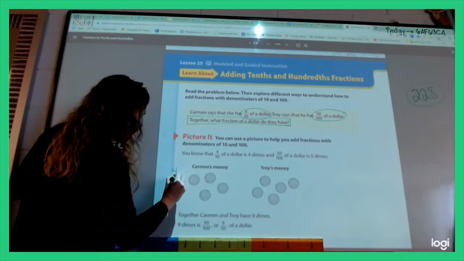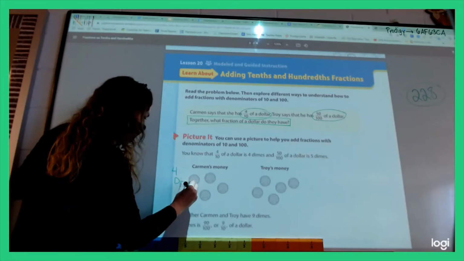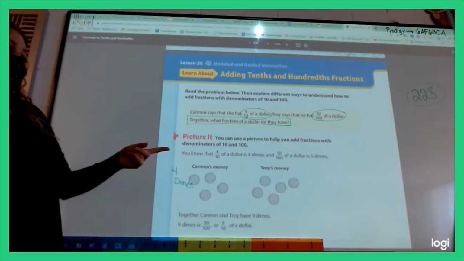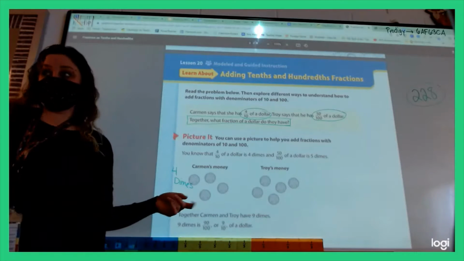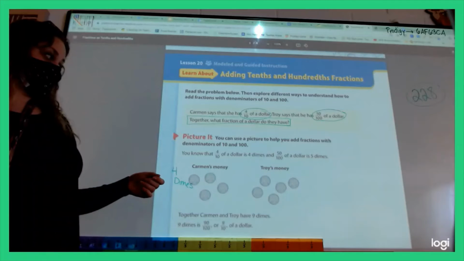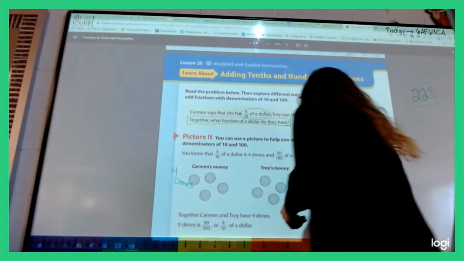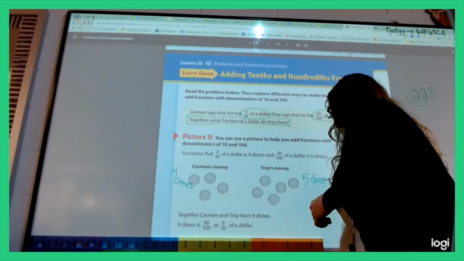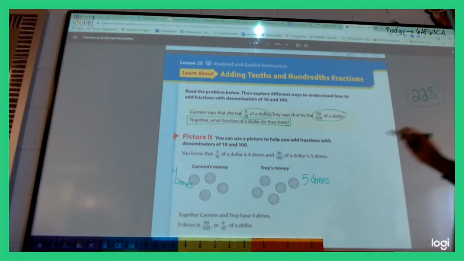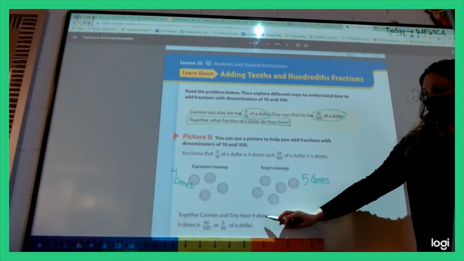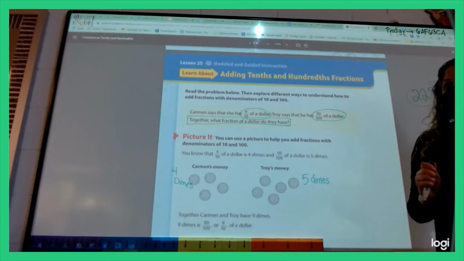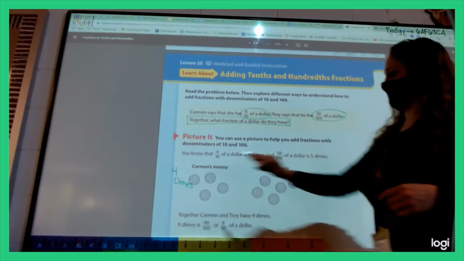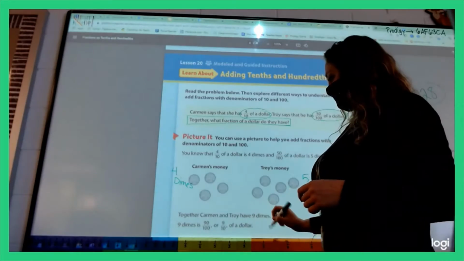So I'm going to write that next to this so I don't forget. She's got 4 dimes. If I write, you write. All right, and then Troy, how many dimes does Troy have? Cadence? 5. 5 dimes. So together, Carmen and Troy have 9 dimes. How'd they get 9, Hayden? By adding this 4 and 5. Yeah, we added the 4 and the 5. Together they have 9 dimes.